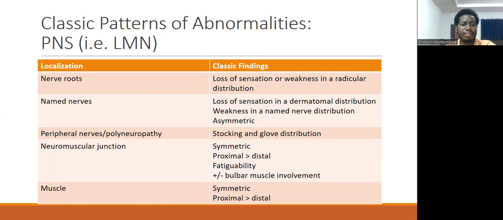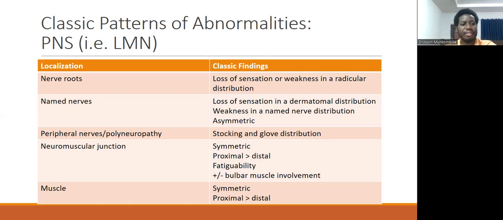So for peripheral nerves or a polyneuropathy, usually you have a stocking and glove distribution of sensory findings or weakness. Then in terms of neuromuscular junction disorders, often you have symmetrical, proximal weaker than distal with fatigability on exam if you test for it, as well as bulbar muscle involvement. Then if it's a muscle problem, it's usually symmetric as well, but with proximal involvement more than distal involvement. Our patient had distal involvement more than proximal involvement. The only difference with the neuromuscular and muscle is that you would be unable to elicit fatigability with the muscle problem.